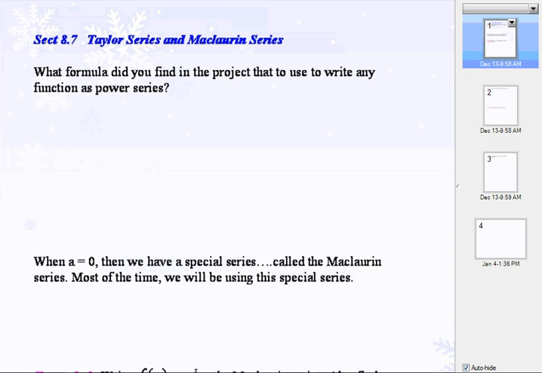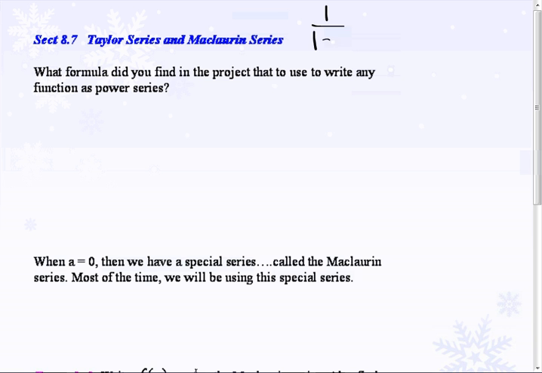You guys, we have the 1 over 1 minus x. Remember what that was? Yeah, 1 plus x plus x squared plus x cubed, etc.